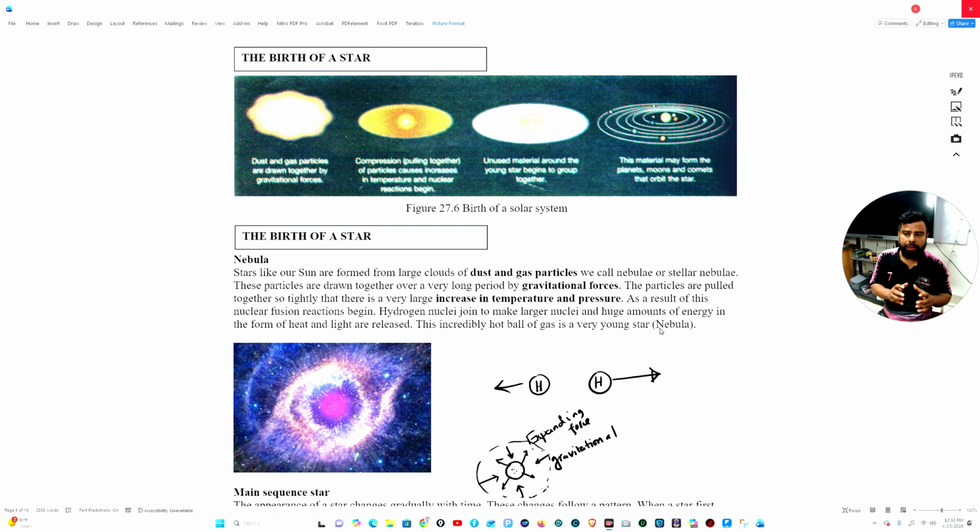So a huge amount of dust and gas particles are drawn together over a long period of time due to gravitational attraction force. This attraction force increases the temperature and pressure and results in the nuclear fusion reaction between hydrogen atoms beginning, and the nebula is formed. This is called the birth of a star.